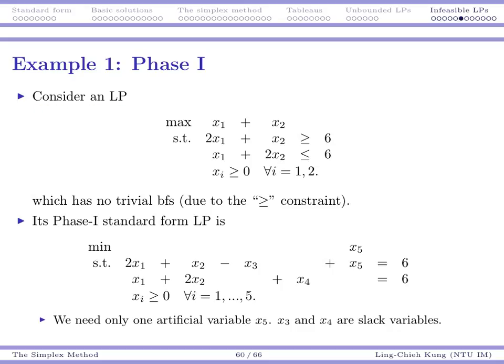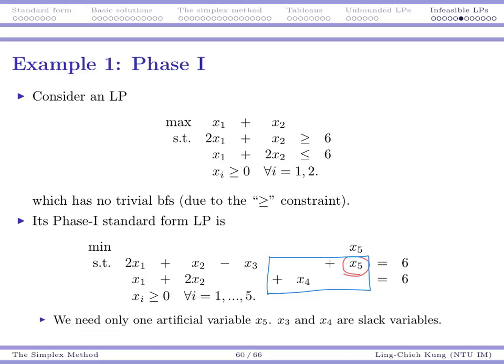Suppose we have a linear program like this. There is a guy which has a greater than or equal to constraint. So that's why after we have a slack, we have an artificial variable here. We add this so that we can create an identity matrix for x4 and x5.